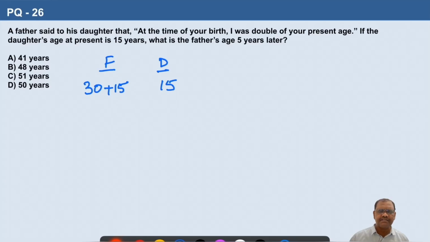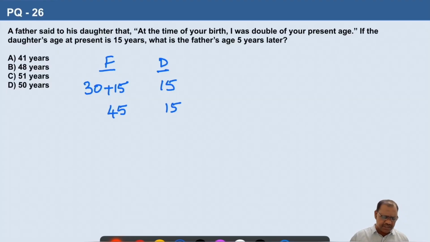So, present age of daughter is 15 years. So, at the time of birth of the daughter, father was double, that is 30, and include 15, that is the age of the daughter. So, that gives the age of the father. So, present ages of father and daughter are 45 and 15.